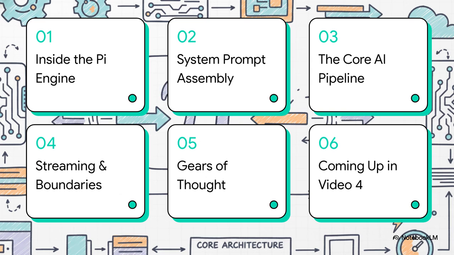Okay, let's quickly run through our agenda for this journey. We've got 1. Inside the Pi engine. 2. Assembling the system prompt. 3. The core AI pipeline. 4. Streaming and boundary detection. 5. Gears of thought. And 6. A look at what's coming up next.